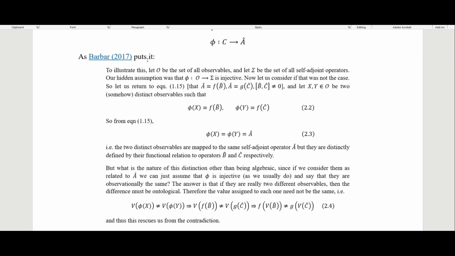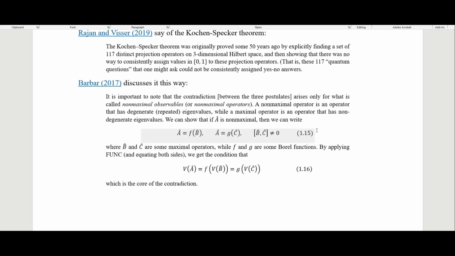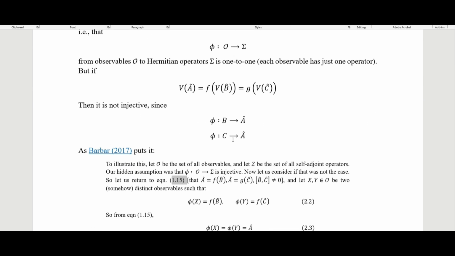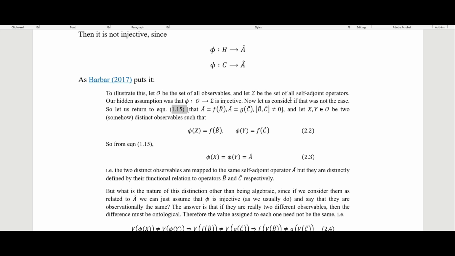So as Barbar 2017 puts it, to illustrate this, let O be the set of all observables and let sigma be the set of all self-adjoint operators. Our hidden assumption was that this was injective. Now let us consider if that was not the case. So let us return to equation 51.15 from above. That was this one right here, which I've just copied down. So we have that this A operator here is the mapping of our B to A with this F mapping, and then it's the mapping of C to A with this G mapping, where B and C are non-commutative.